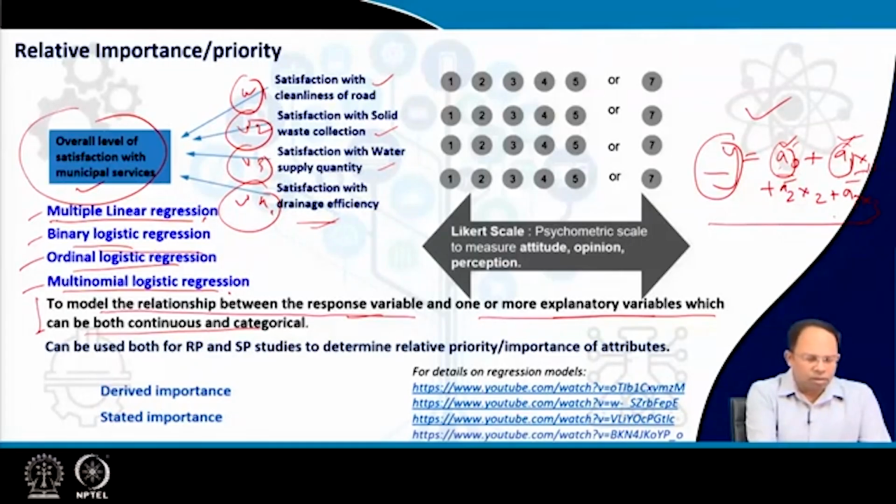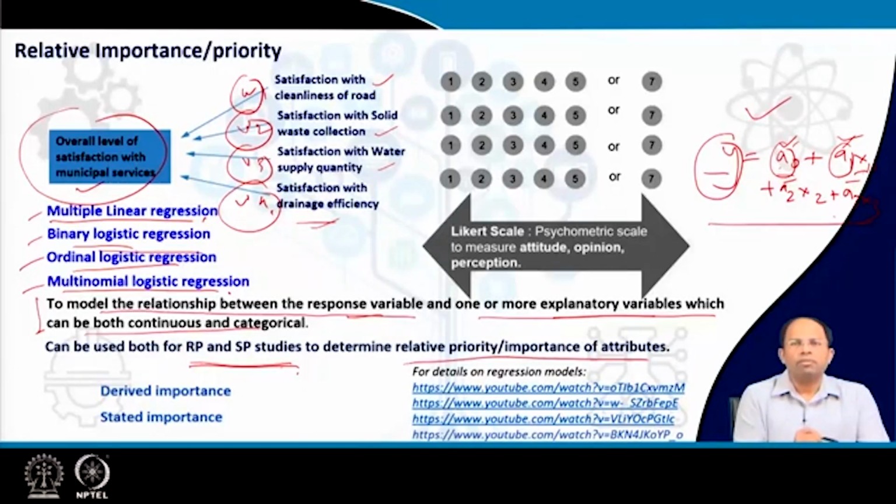So both RP and SP studies, wherever we have hypothetical data as well as actual data, can use these regression models to determine the relative priority or importance of attributes. So if I can develop regression models like this based on the different explanatory variables and the final response variable, I can determine the relative priority and importance of attributes.